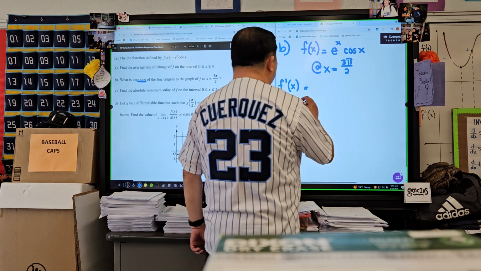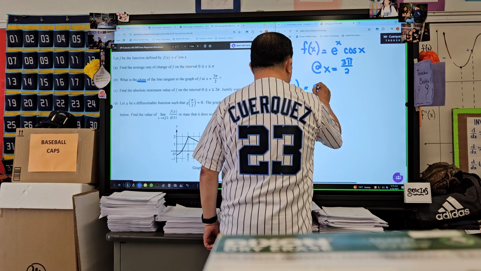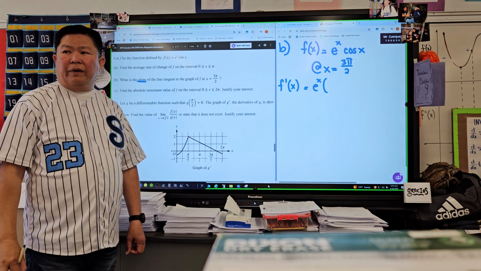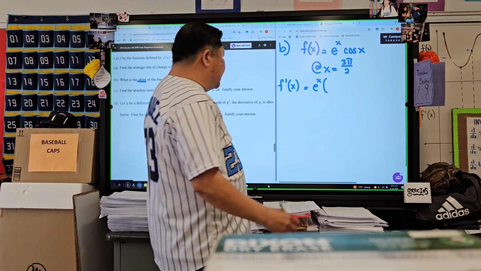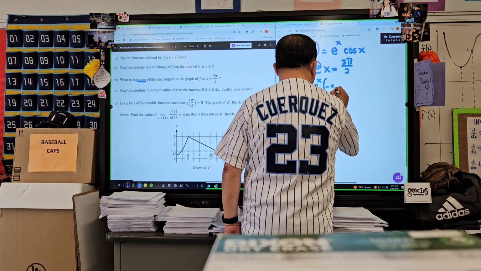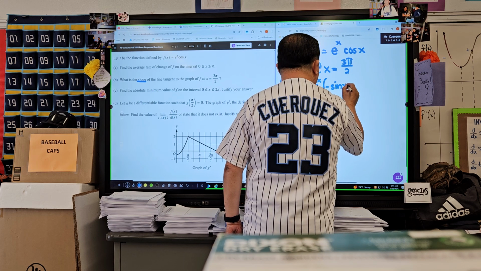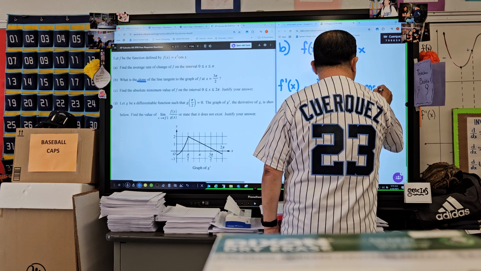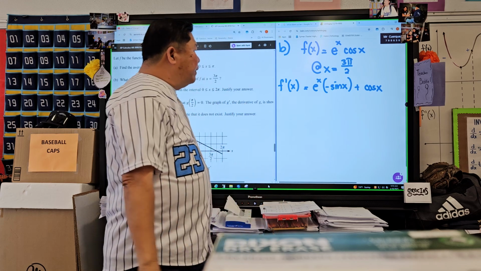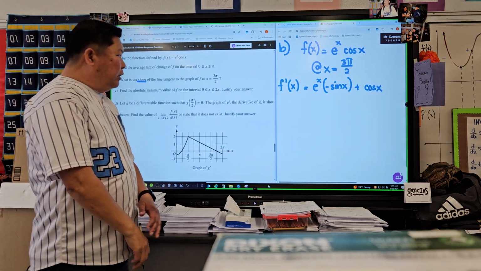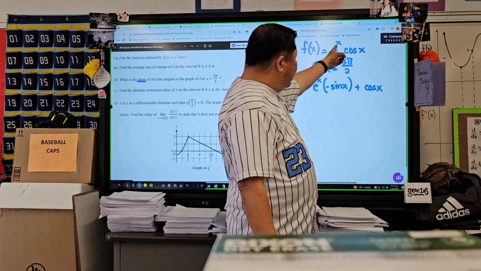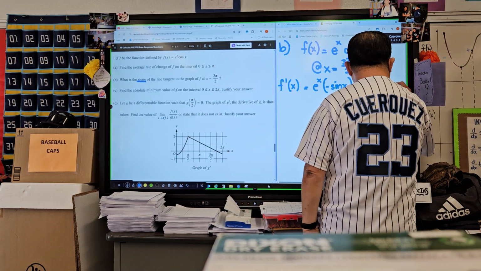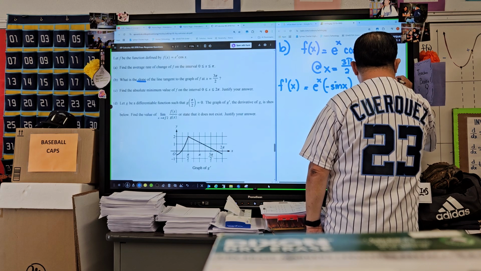So we say f prime. The first is e to the power of x times the derivative of the second. Derivative of cosine is negative sine, so negative sine x. And then plus the second, which is cosine x, times the derivative of the first. It's just e to the power of x. So what is the derivative of x? It's just 1, right? So I just say e to the power of x.